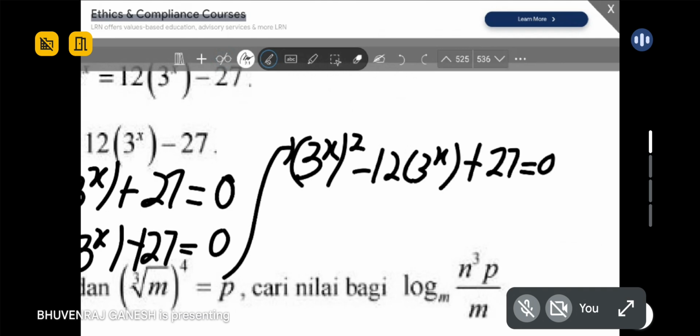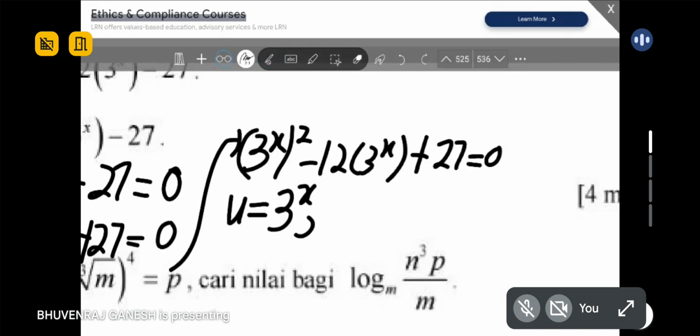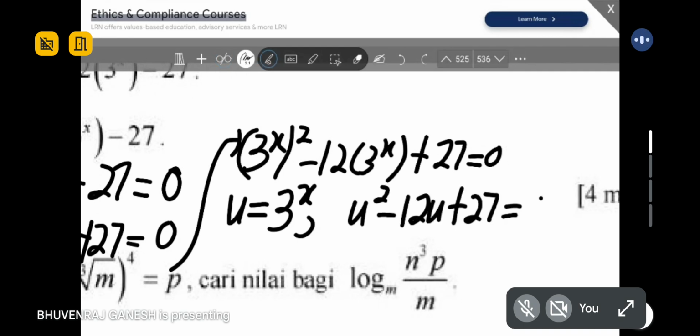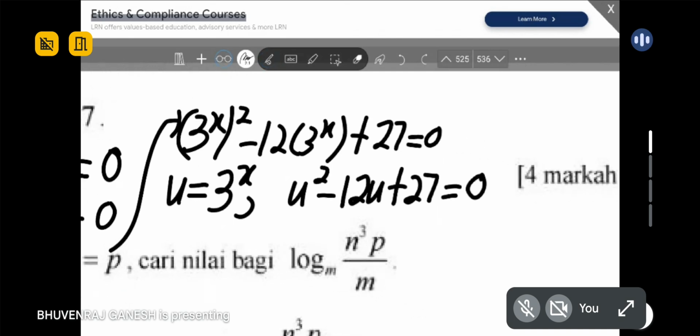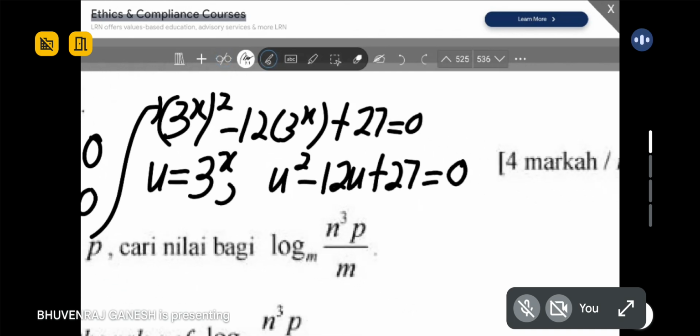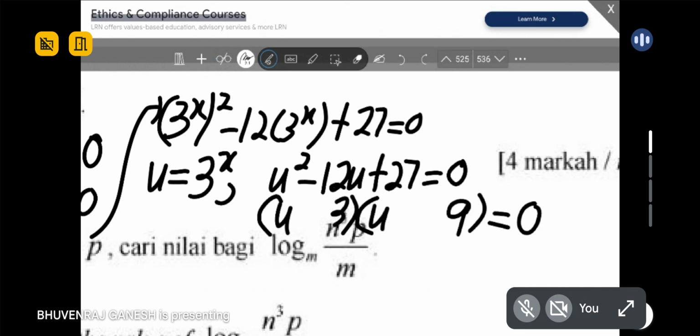So now what I do is I let u equal to 3 power x. You can do assumption like this. Anggap. Okay, so you will have u square minus 12u plus 27 equal to 0. Do you see quadratic, guys, now? Magic, right? You just get a quadratic like that. So you can factorize, get your answer. Okay, faktorkan. So 9, 3, minus minus. So u is 3, u is 9.